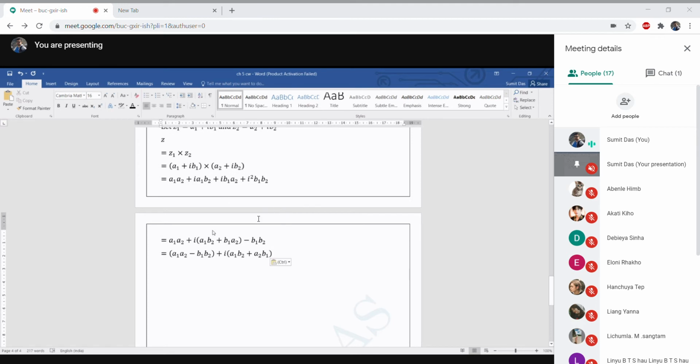Whenever a product is there, we have to do it like this. We have to follow this rule: the real part into real part, minus the imaginary part into imaginary part. Or otherwise you can generally follow the rule of multiplication, or you can use this formula. Okay, this is very important.